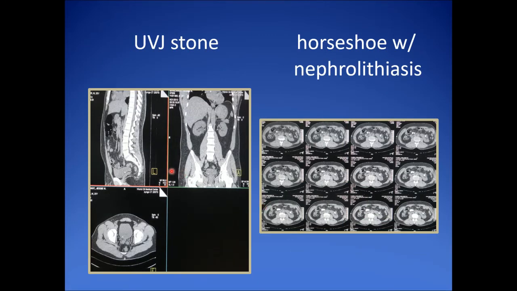You have here ureterovesical junction lithiasis. This is the urinary bladder and you could see this hyperdense structure. By coronal, it's right here, and by axial, it's here. Okay?